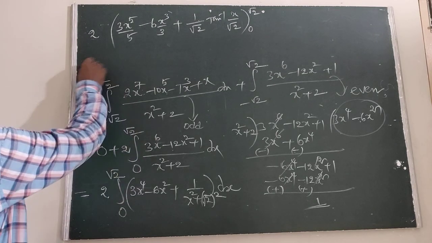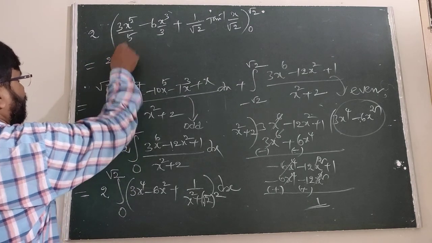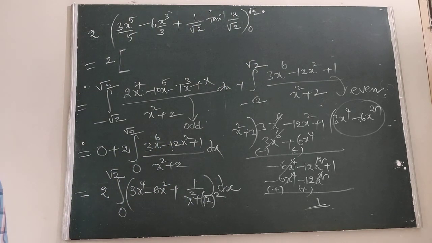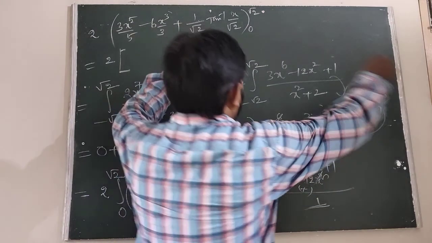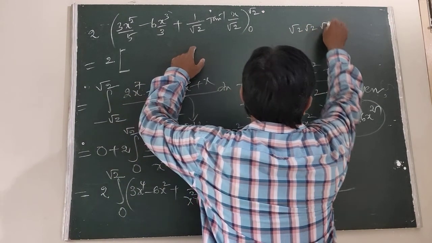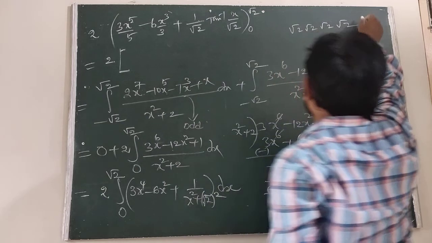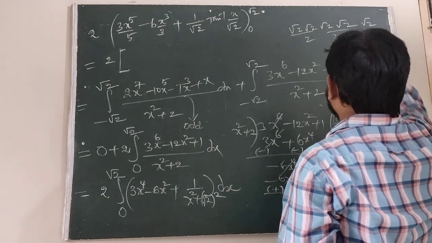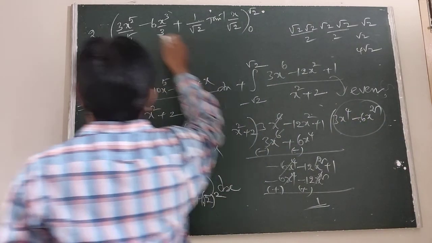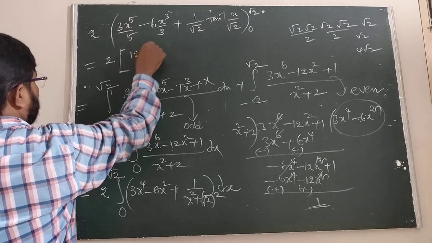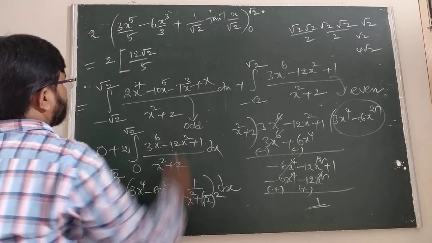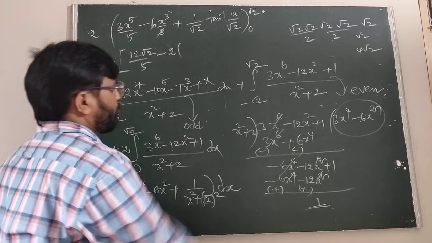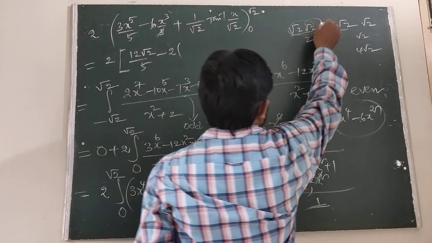Now here we are substituting root 2. Therefore, root 2 whole power 5: root 2 to the power 5 is 4 root 2. Therefore here this is 4 root 2. 3 times 4 root 2 is 12 root 2 by 5. Now for the next term, 2 into x cube is 2 root 2.